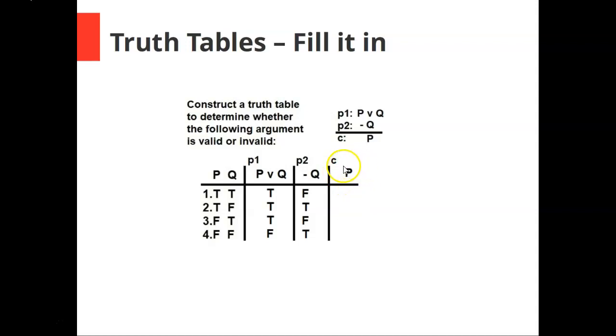The conclusion doesn't have any operators. The conclusion is just P, but it would probably help you to get the information from over here to over here, just visually. So you literally just take this column and supplant it under the conclusion P. I guess you don't have to do that, but it might be helpful because you're literally just transferring the information from here to here. And then we have to evaluate.